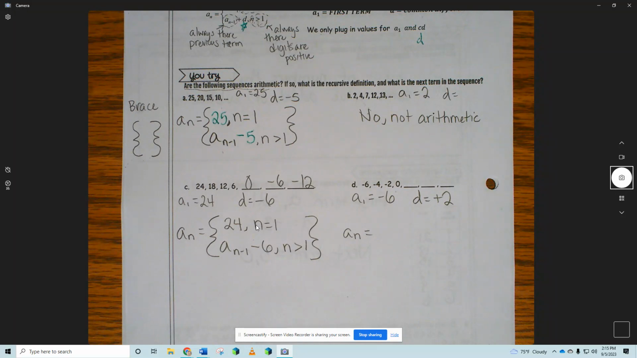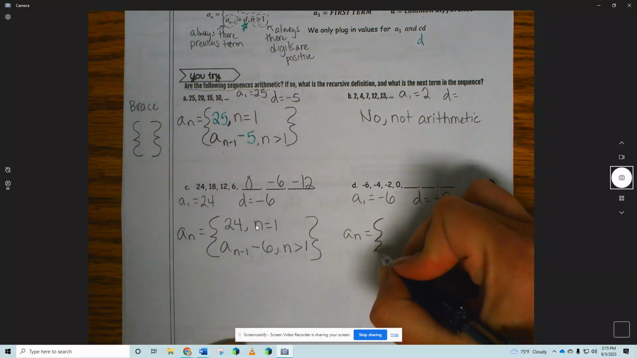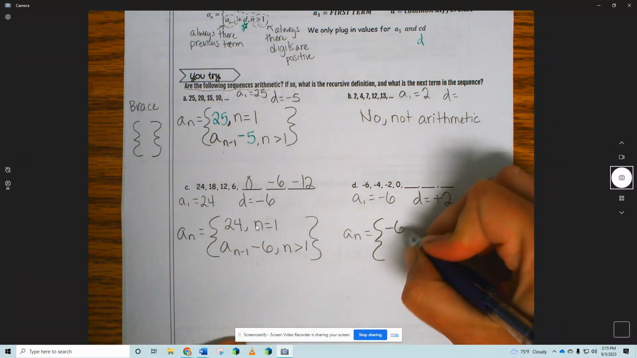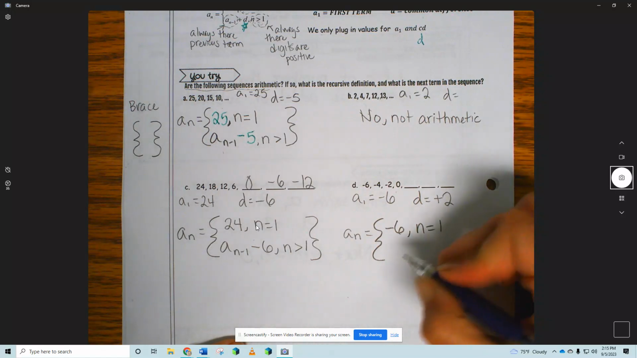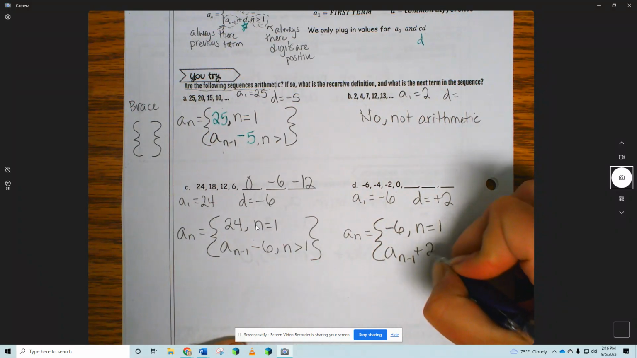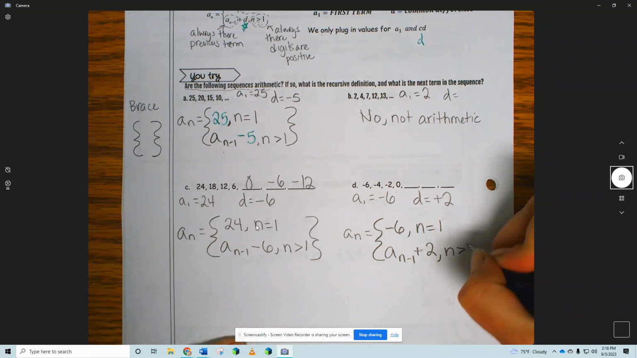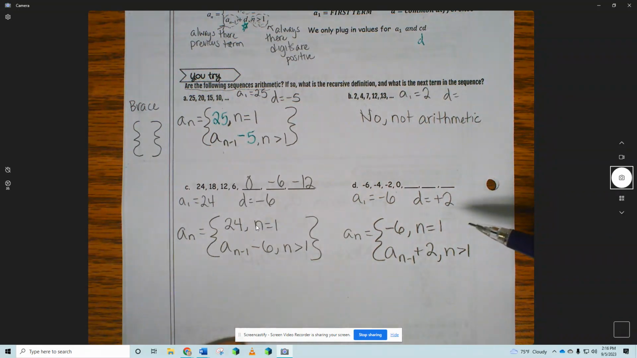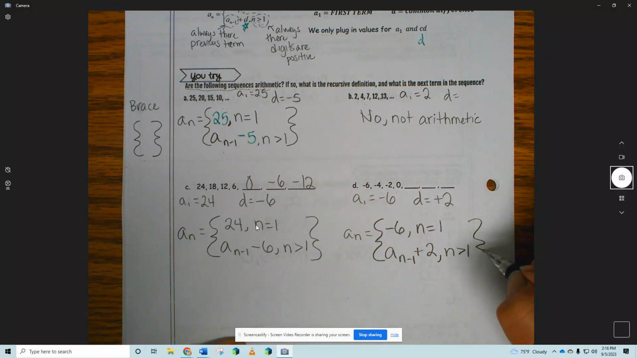Are you done? All right, here it is. Pretty brace. -6, comma, n equals 1. A sub n minus 1 plus 2, n is greater than 1. Did you get this? Good. This is it.